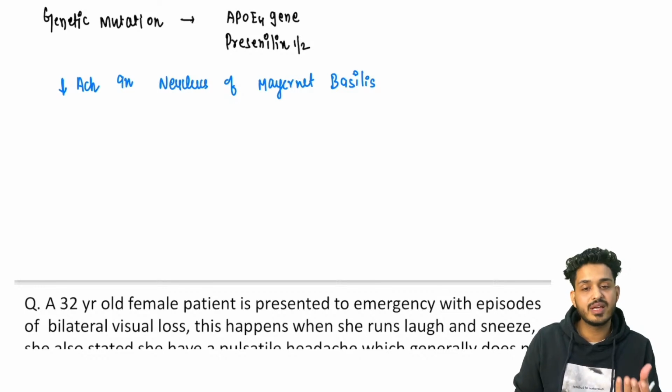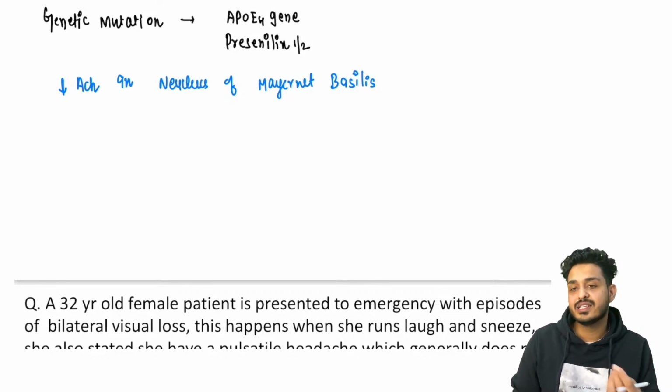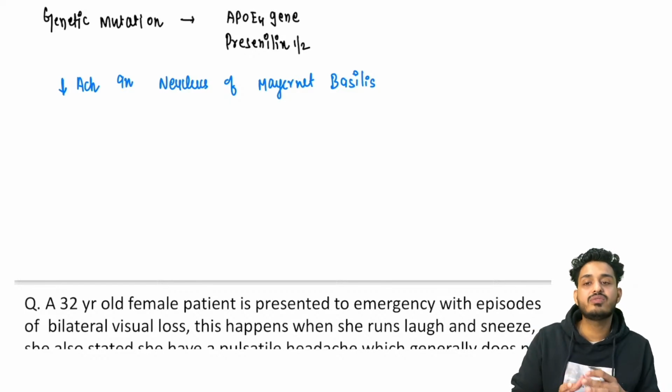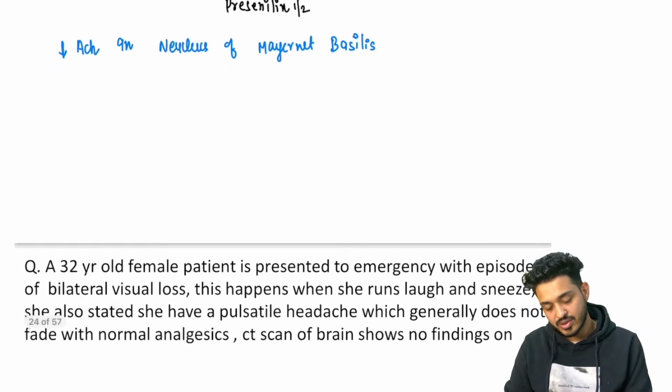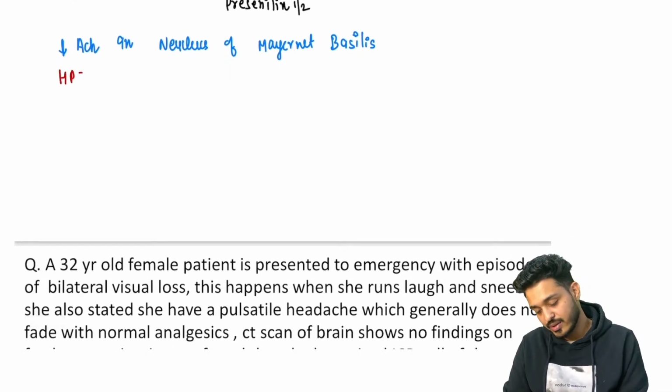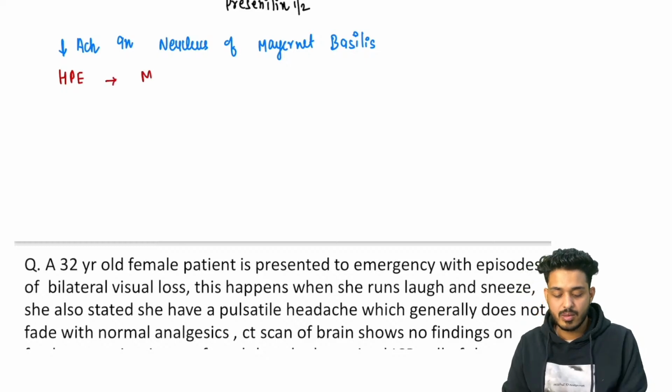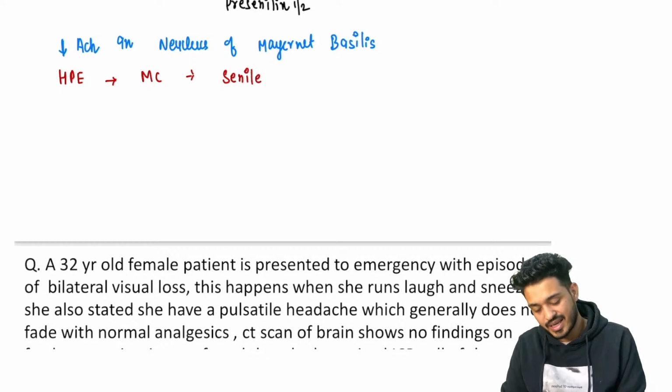So cognition बढ़ेगा तो क्या होगा, उसको सब चीजें याद रहेंगी. These patients are going to have what? Decrease in the acetylcholine. There will be cortical atrophy. There will be symptoms of dementia, right? On histopathological examination, what are you going to find? Most commonly, you will be finding the senile neuritic plaques.